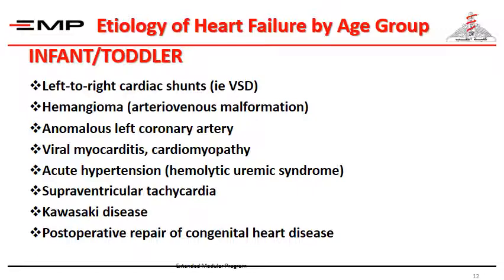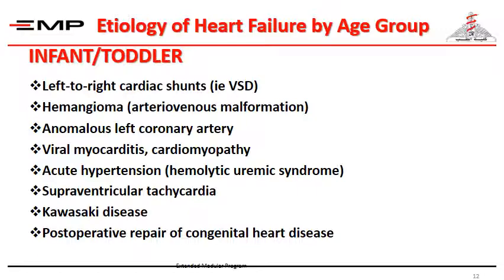Hemangiomas act as an arteriovenous formation like shunts again. Anomalous left coronary. What's an anomalous left coronary? That's a left coronary that is arising from the pulmonary artery. Normally the coronaries arise from the aorta to get oxygenated blood to the myocardium. In this case, it arises from the pulmonary artery and gets deoxygenated blood, and thus the patient develops heart failure. Viral myocarditis and cardiomyopathy can be causes of heart failure at this age.